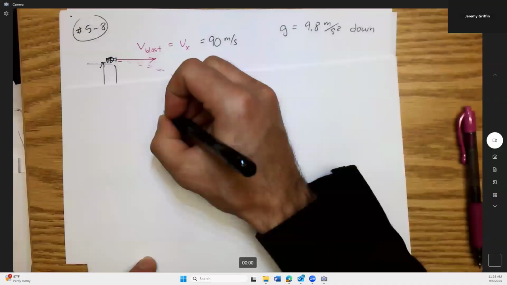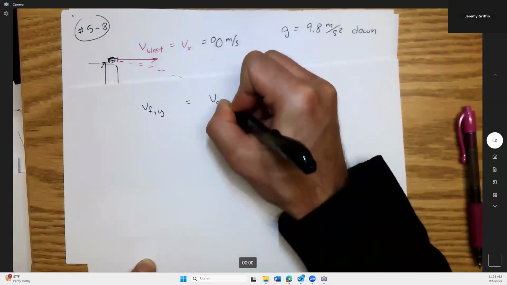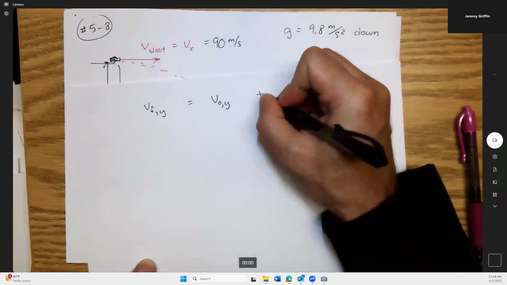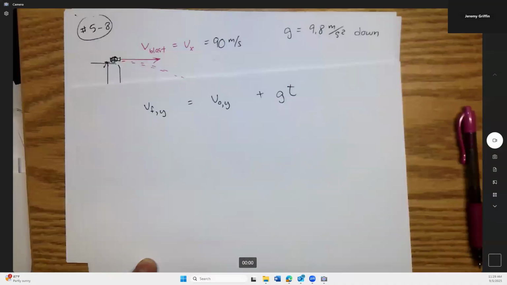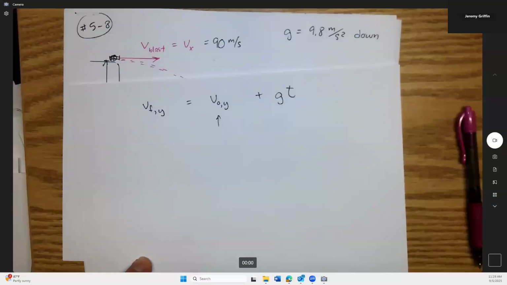So I'm going to say v final in the y direction equals v initial in the y direction. Can I say plus gt? Is that okay? Yeah. Okay. And guys, what is this number right here?